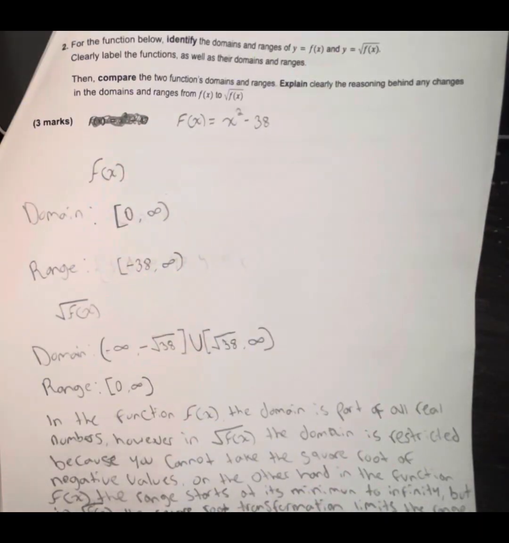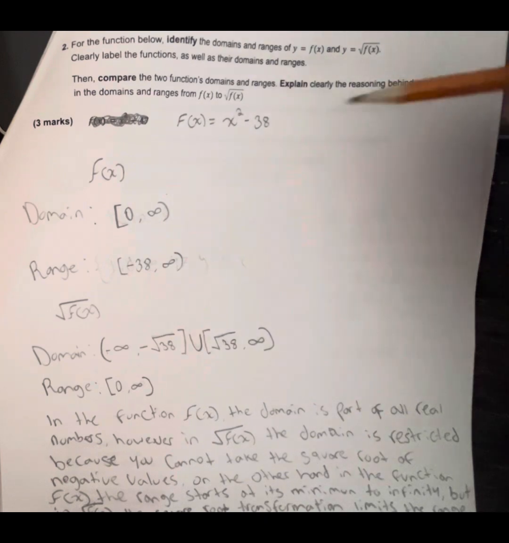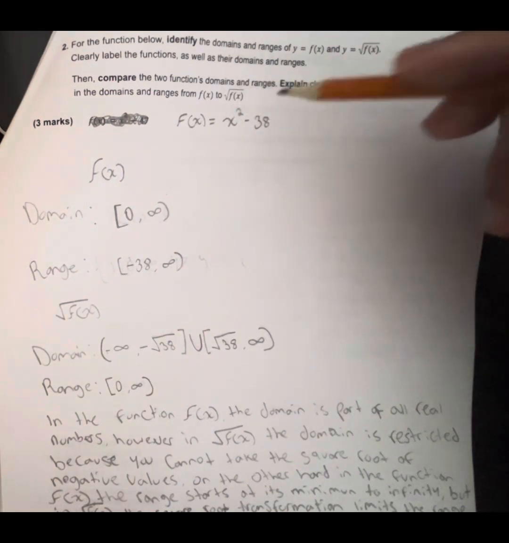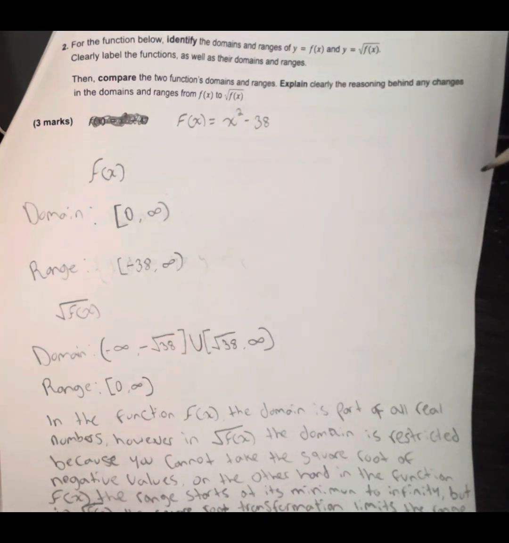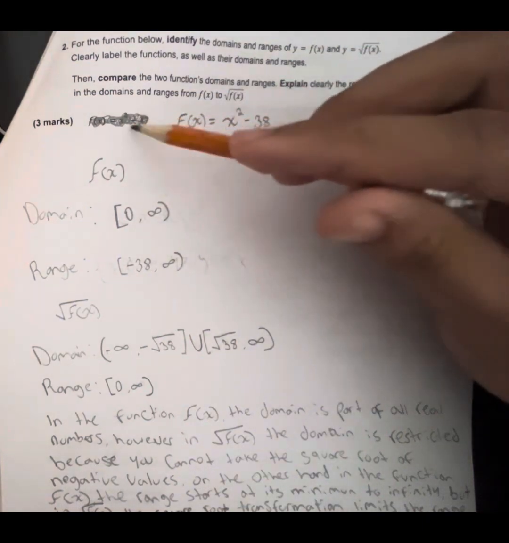For the function below, identify the domains and ranges of y equals f of x and y equals square root of f of x. Clearly label the functions as well as their domains and ranges. Then compare the two functions' domains and ranges. Explain clearly the reasoning behind any changes in the domains and ranges from f of x to square root of f of x. So, yeah, I changed the f of x here.